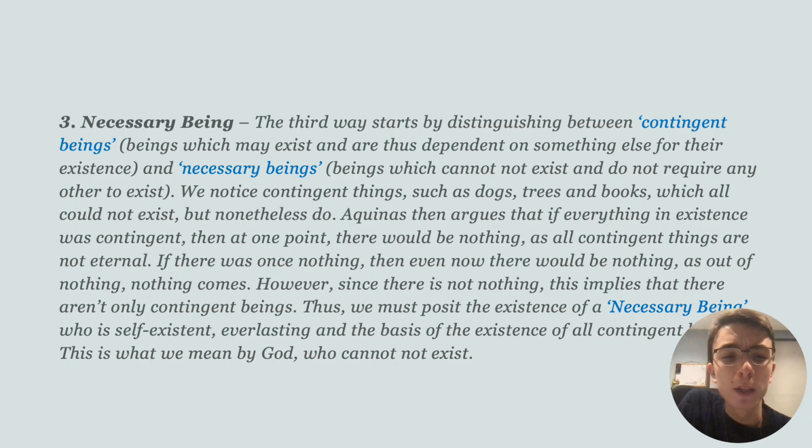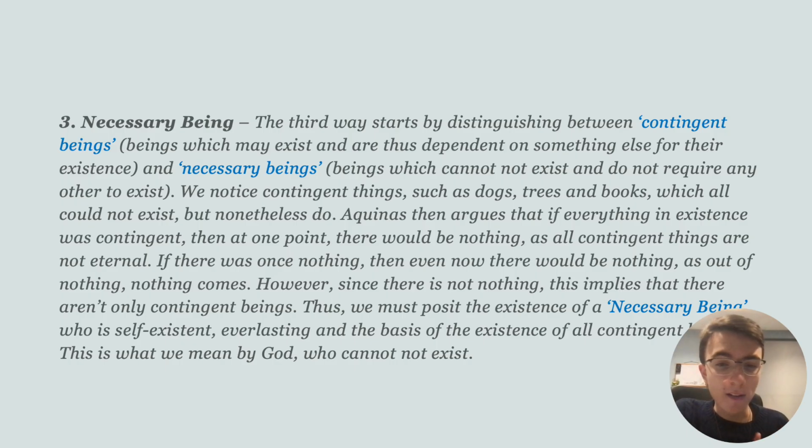Well, that would mean that at one point there would be nothing, because nothing exists of necessity. And if at one point there would be nothing, then even now there would be nothing, because as we know, out of nothing, nothing comes. But this is absurd. There is not nothing, there is something. What does that imply? It implies that there hasn't always been just contingent things, everything just being possible. So he infers from this that there has to be something which exists of necessity.